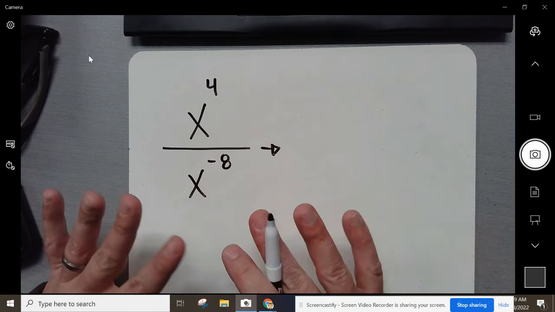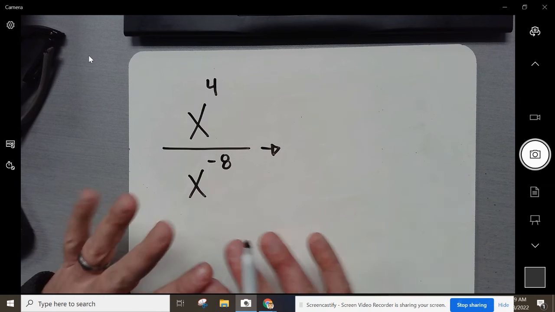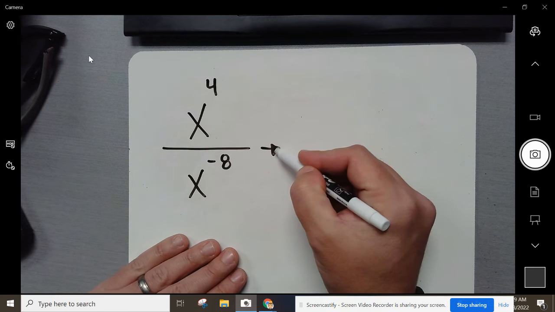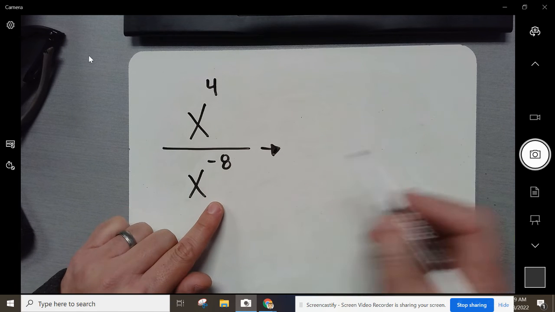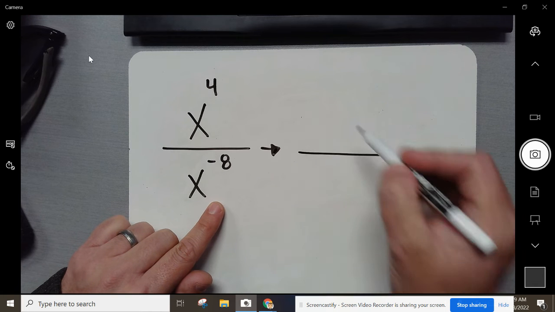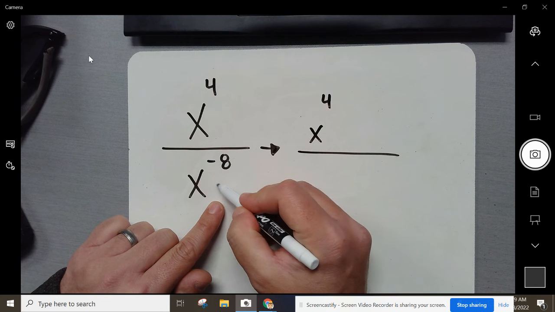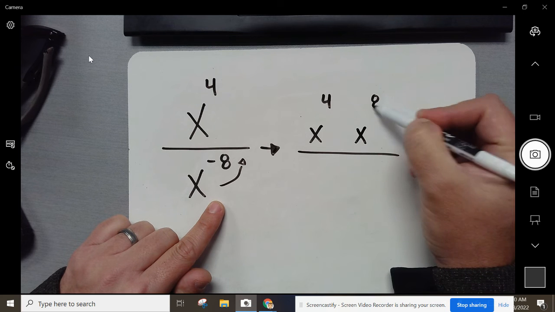You can't do anything until you get rid of this negative. You cannot do anything with battling. There's no battle happening until you get rid of this negative. So what can you do? What did we say a second ago? That has to go to the top. So x to the 4th on the top. Guess what else is on the top? You're going to bring that up, and it's going to be x to the 8.